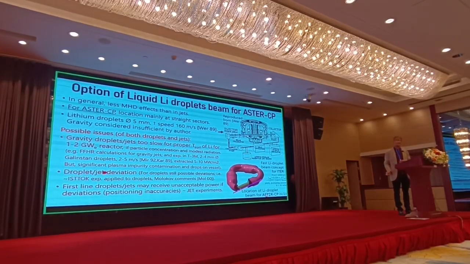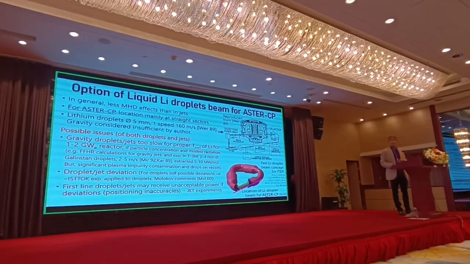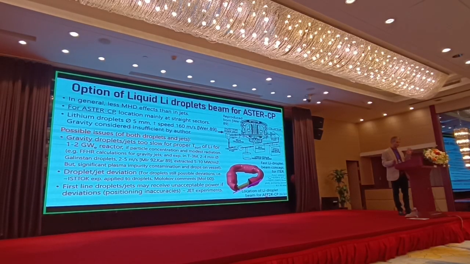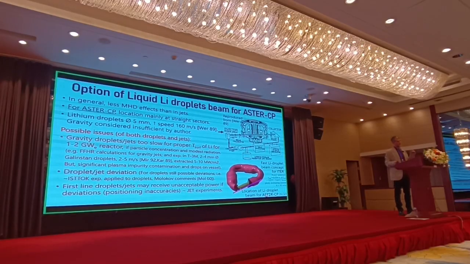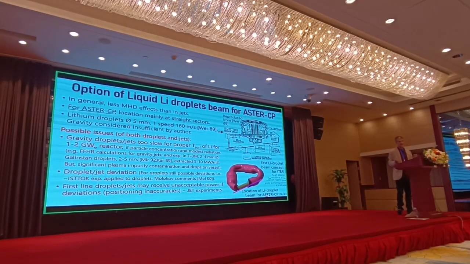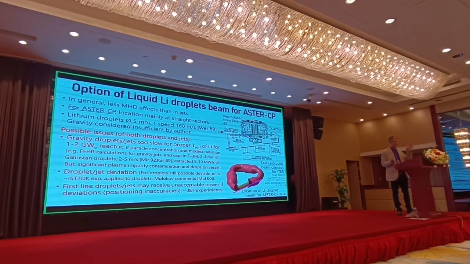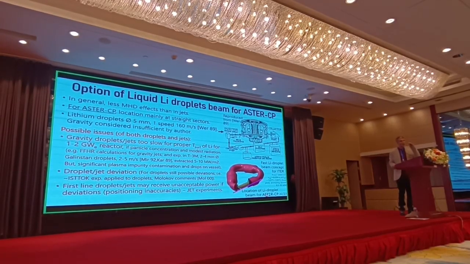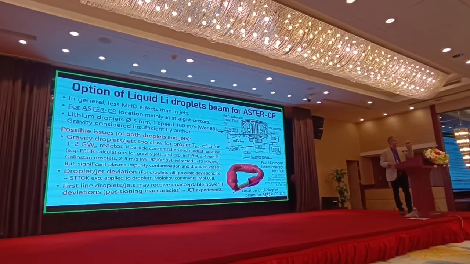Another issue, droplet and jet deviation. Even for droplets, some comments from Dr. Molotov and also from the experiments in TJ-II, it seems that there will be some millimeters of deviation. What happens then? If you have deviation of the droplets, the first line will receive an unacceptable power. In some jet experiments, it was observed that one lamella, the protuberant lamella, receives a lot of power, gigawatts.